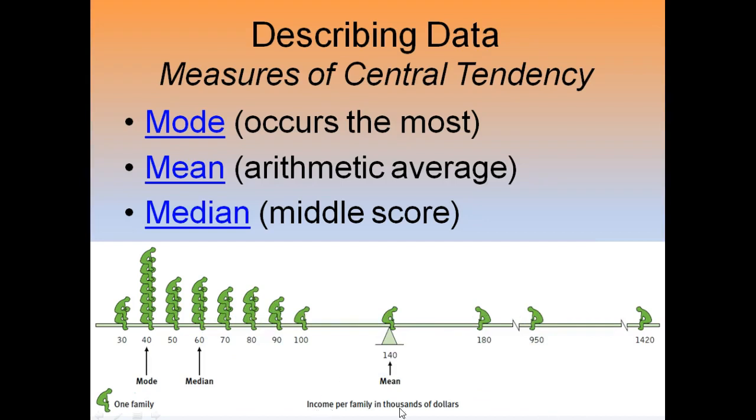If we have income per family, in thousands of dollars, these are the individuals. We've got the mode, the number that occurs the most often, which is 40,000. We have the mean, the actual average, because we've got people that make a lot of money and then people that don't make a lot of money. The average is right here in the middle. And then we have the median, or middle score, over here.